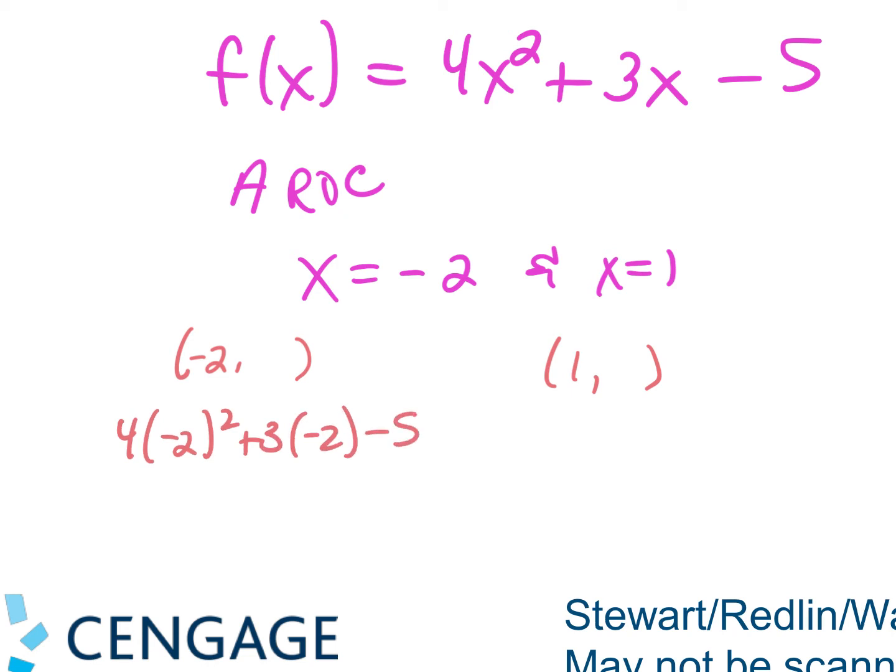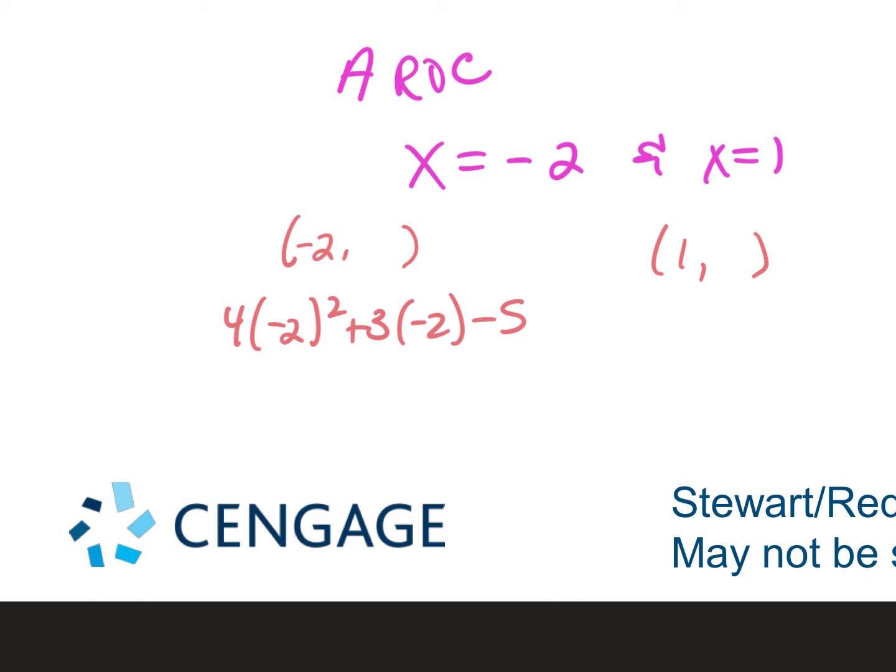Agreed? Okay, so let's work left to right. PEMDAS, what do I do first? Negative 2 squared. So I have 4 times 4, plus 3 times negative 2, minus 5. What's 4 times 4? 16, minus 6, minus 5. Now we work left to right. What's 16 minus 6? 10. And 10 minus 5 is? 5. So when I plug in negative 2, my y value that I get out is 5.